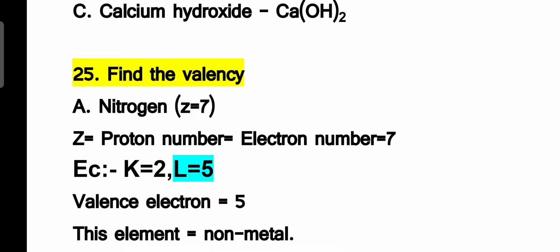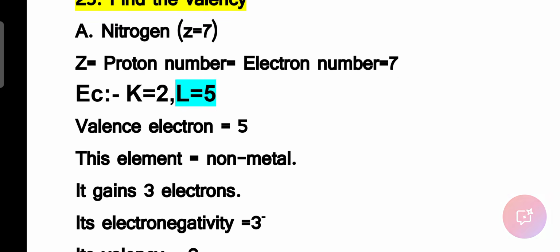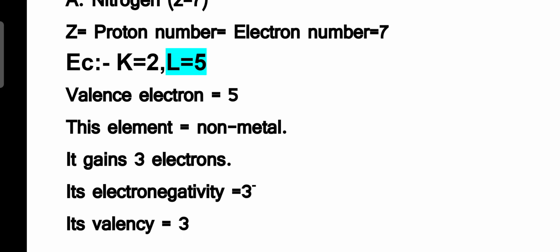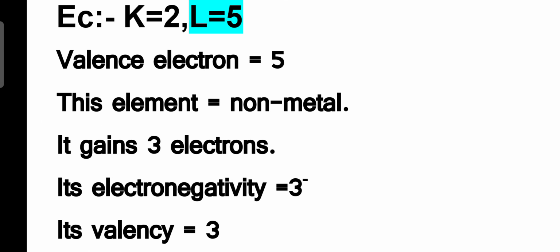Nitrogen is given. Nitrogen Z is equal to 7. That means atomic number is 7. Proton number, electron number is also 7. If we write electronic configuration, it becomes K is equal to 2 and L is equal to 5. L is the valency shell. So 5 valence electrons are there, and this element is non-metal. If the valence electrons are 4, 5, 6, 7, it will be non-metal.